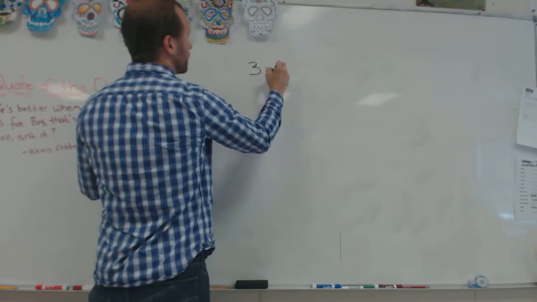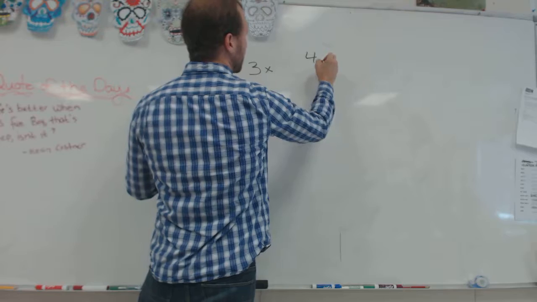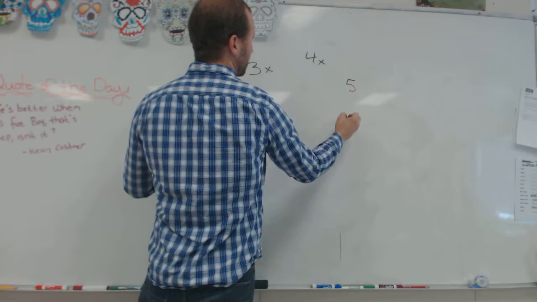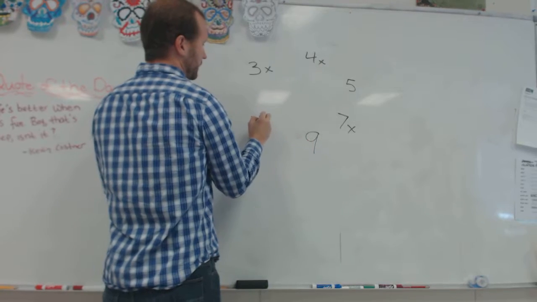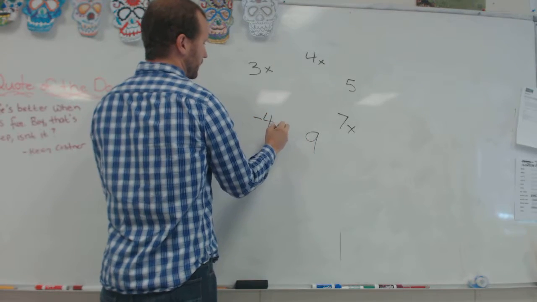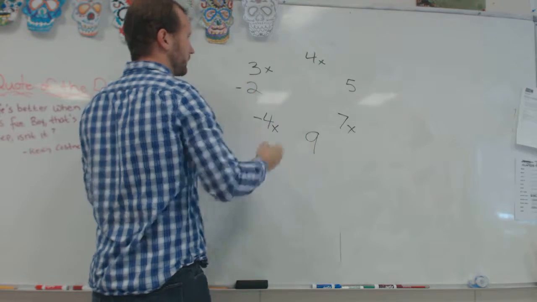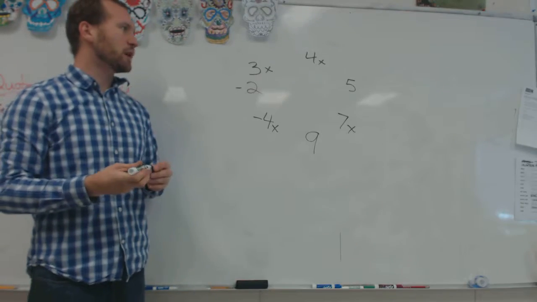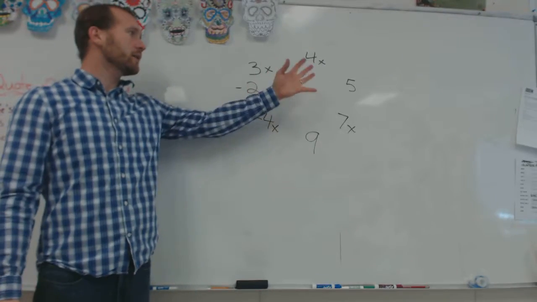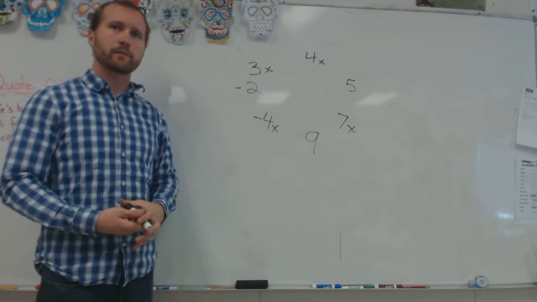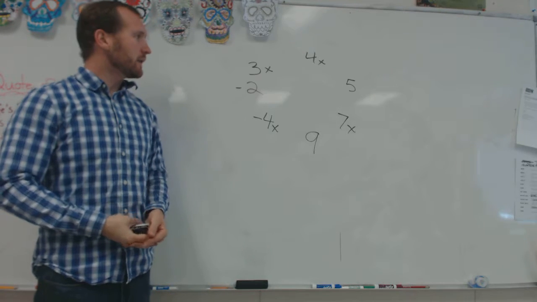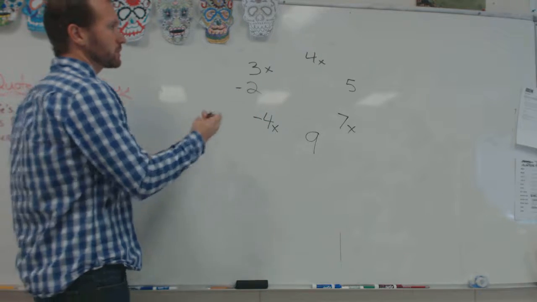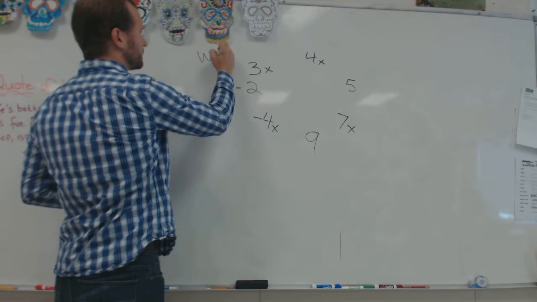So I'm going to just write a bunch of terms on the board. 3x, 4x, 5, 7x, 9, negative 4x. I want you to write an expression that uses all of these terms. Okay. In your notes, write an expression that uses all of these terms.